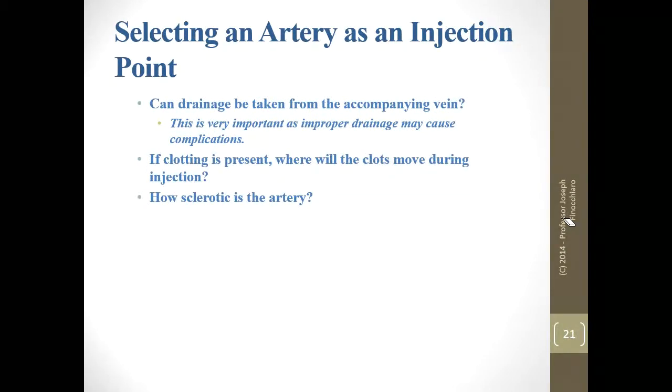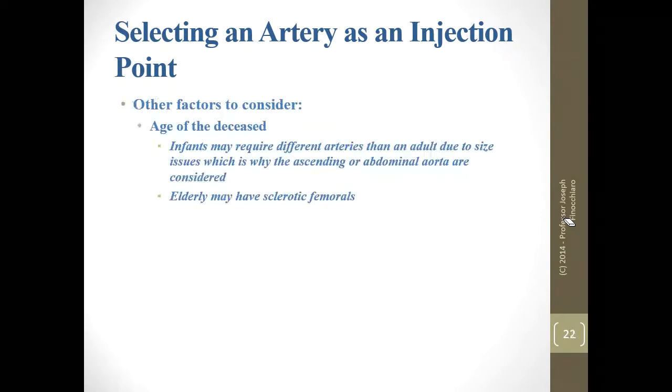Can I take the drainage from the vein? If clotting is present, where will the clots move during injection? Are they going to block other arteries, which may cause problems? And generally, how sclerotic is this artery? We might want to consider the age of the deceased. Infants require different arteries than adults because everything is smaller. So even the largest arteries can be problematic to inject with, which is why we go for the abdominal or ascending aorta.